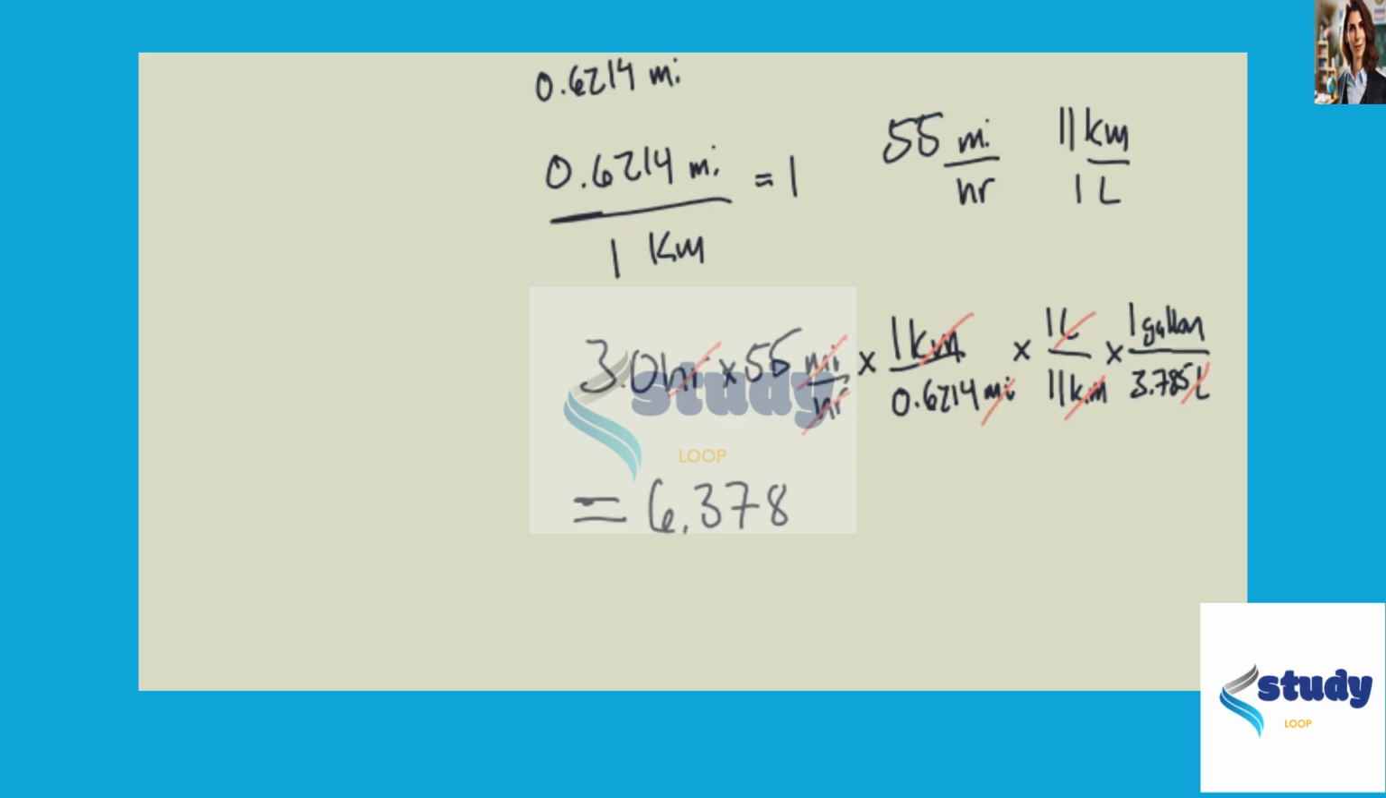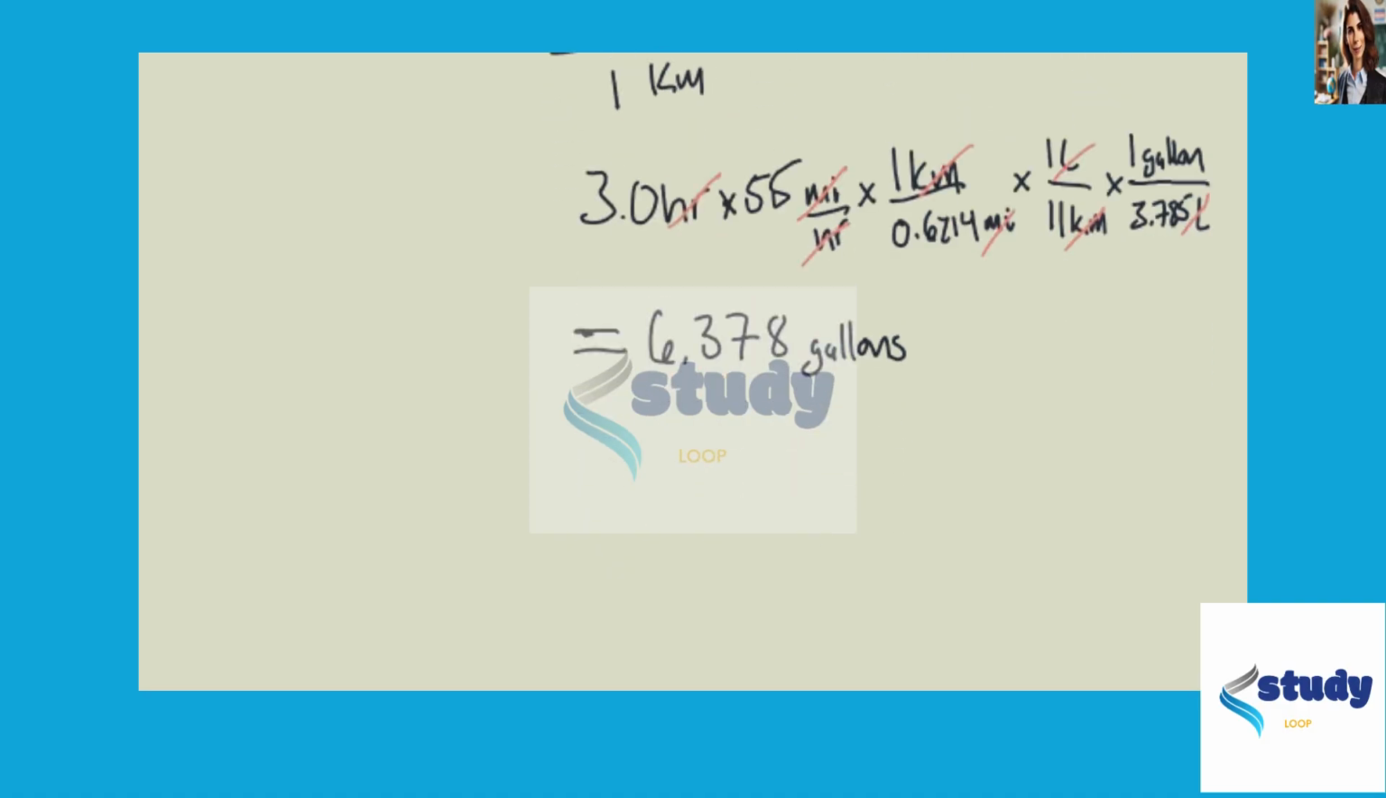6.378. Now remember, with sig figs, we were given 3.0 hours. Sorry, this is gallons. Forget our units. That's what this was all about. We had 2 sig figs in our hours value, and all of these conversion factors, we won't be able to limit our significant figures because we can extend them out however many digits we want. But we do need to round to 2 significant figures. So that would be 6.4 gallons.